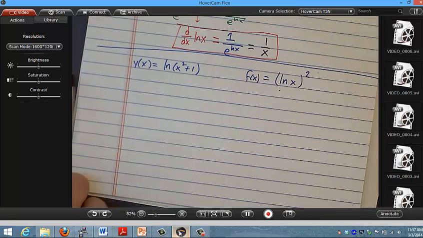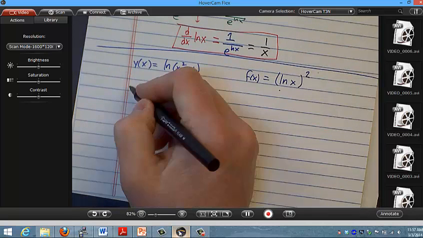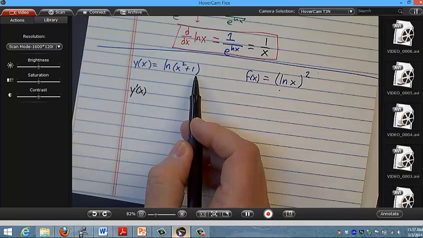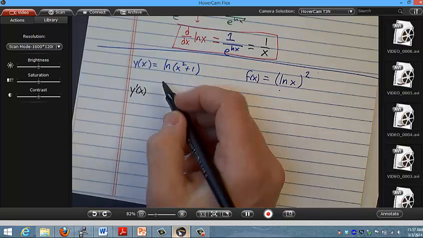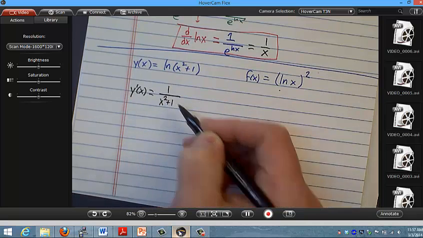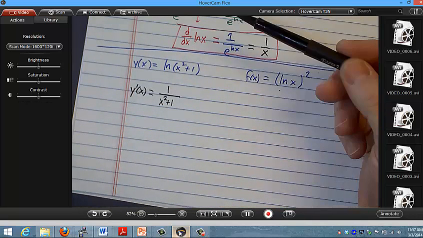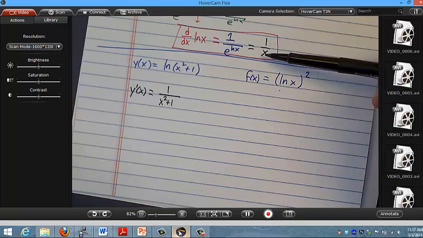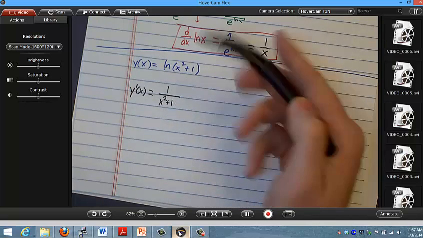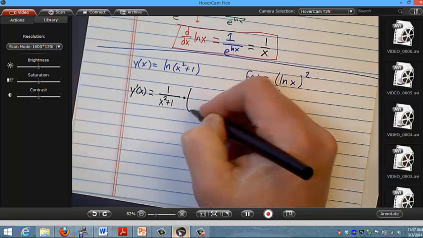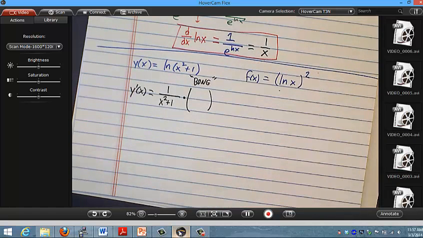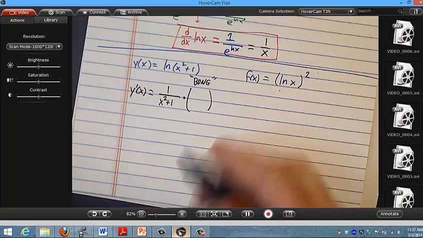what we learned here. So if I want to find y prime and I know that my function is ln of x squared plus 1, you know what my derivative is going to be is 1 over x squared plus 1, because right? The derivative of the natural log of x is 1 over x, so the derivative of natural log of x squared plus 1 is 1 over x squared plus 1 times something. Bong. Do you know what I'm going to multiply it by? Why 2x?